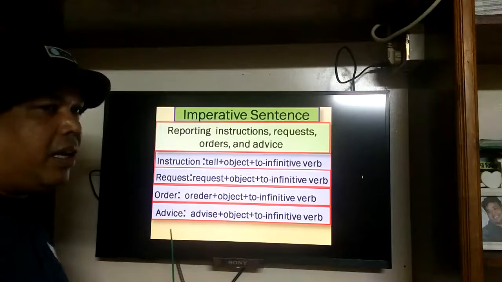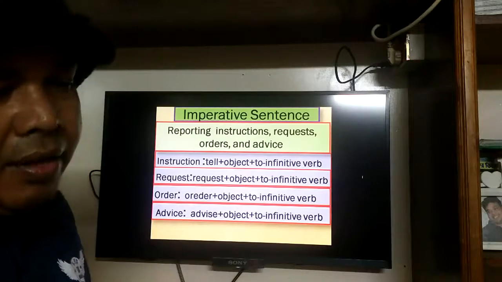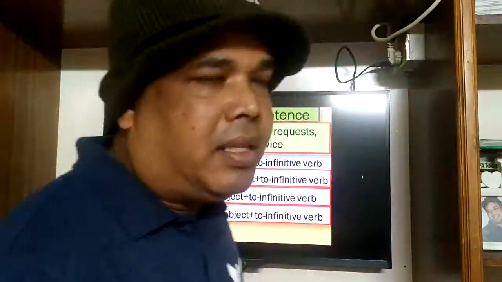When the sentence is advice, you have to follow the structure: advice plus object plus to infinitive verb. Here you can see the spelling of advice, A-D-V-I-C-E and A-D-V-I-S-E. If anybody asks you the difference between them, let me make it clear for you now. A-D-V-I-C-E, advice, is a noun, and A-D-V-I-S-E, advise, is a verb. So when you use it as a verb, you must use S-E at the end, and when you use advice as a noun, you have to use C-E at the end.